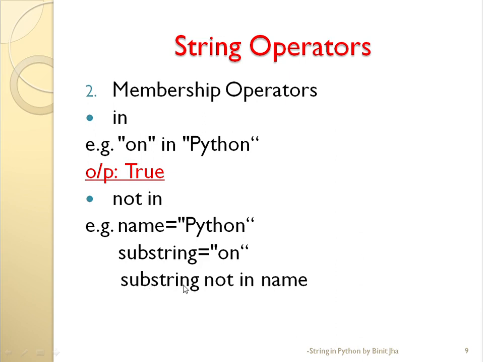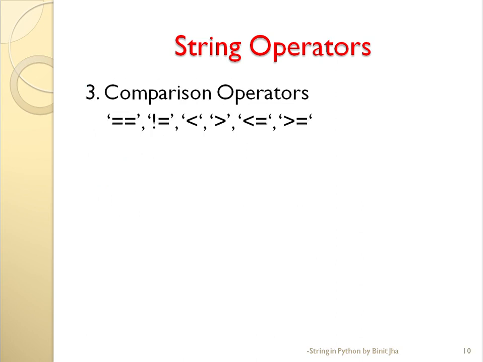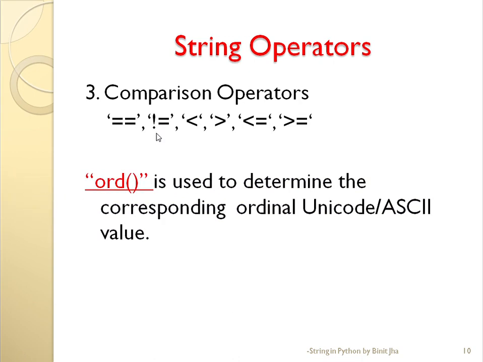A substring not in name, since "on" is there in Python, so it returns false. Next one is the comparison operator: less than or equal to, double equal to, that makes use of comparison, not equal to, that again makes use of not equal to, less than, greater than, less than or equal to.